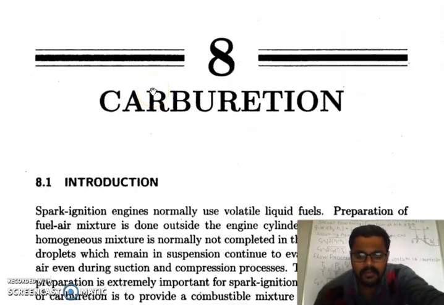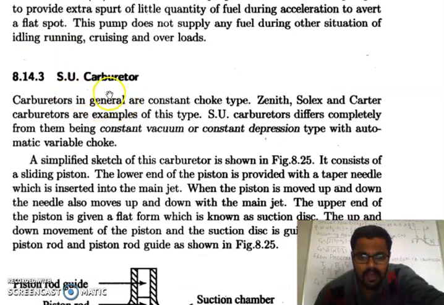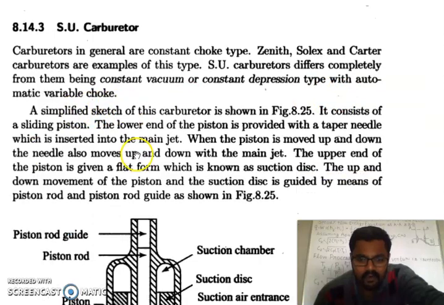Good morning. Today we'll start with the topic carburation and we will discuss the SU carburetor. There are different types of carburetor. Carburetors in general are constant choke. Zenith, Solex and Carter carburetors are examples of this type. SU carburetors differ completely from them, being constant vacuum or constant depression type with automatic variable choke.